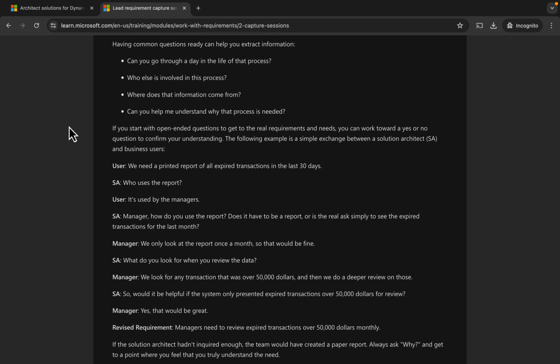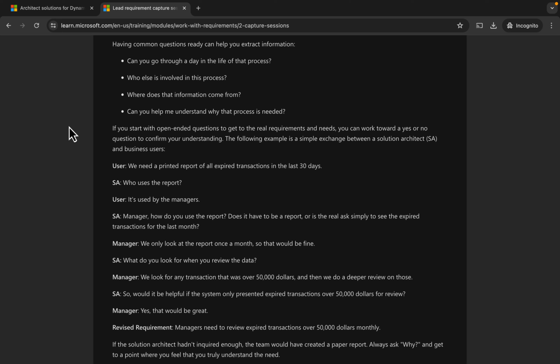Having common questions ready can help you extract information. Can you go through a day in the life of that process? Who else is involved in this process? Where does that information come from? Can you help me understand why that process is needed? If you start with open-ended questions to get to the real requirements and needs, you can work towards a yes or no question to confirm your understanding.